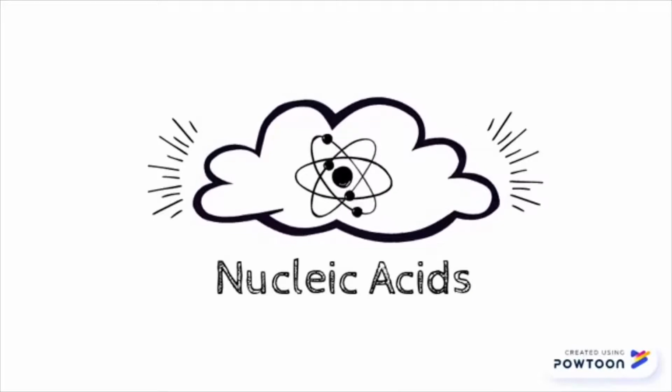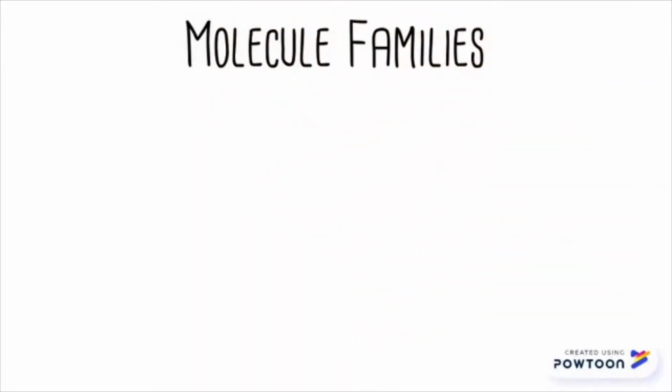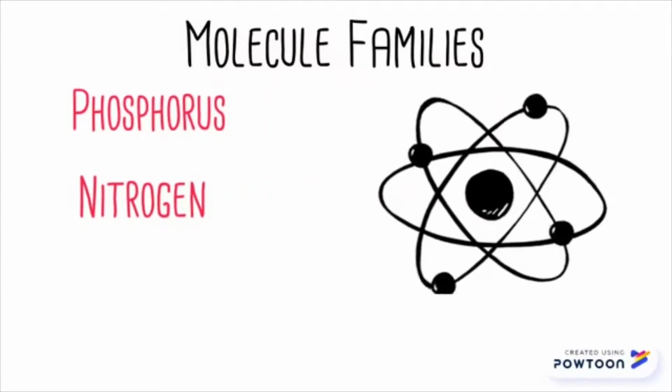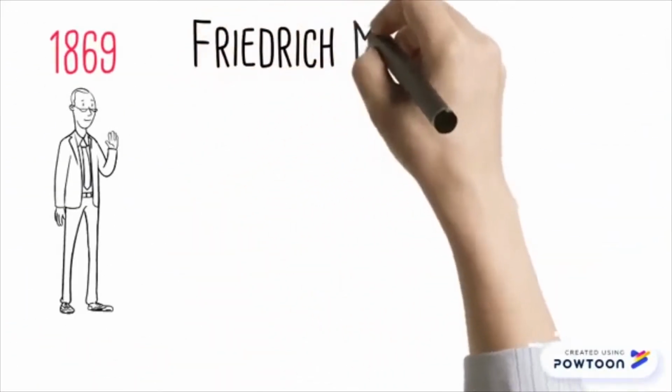The nucleic acids belong to the molecule families and allow genetic information to be transferred. These substances contain a lot of phosphorus and nitrogen. They were named nucleic because they were thought to be found in the nucleus, but were then found outside the nucleus. It was discovered in 1869 by Friedrich Miescher.